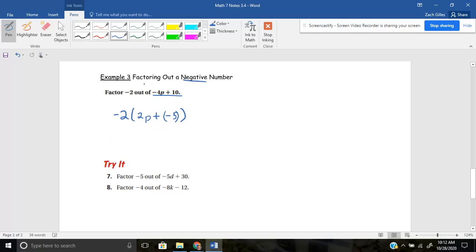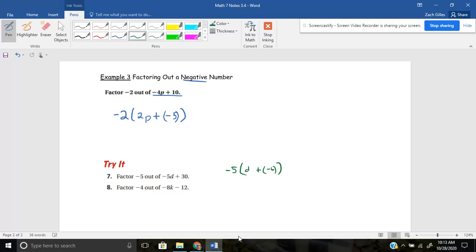Okay, so lastly, pause to try the same for 7 and 8. Alrighty, for 7, I have factor -5 out of -5d plus 30. So factoring out -5, I'll put that on the outside of my parentheses. What's -5d divided by -5? Well, that would be same sign, so positive 1d, plus what is 30 divided by -5? That would give me -6.